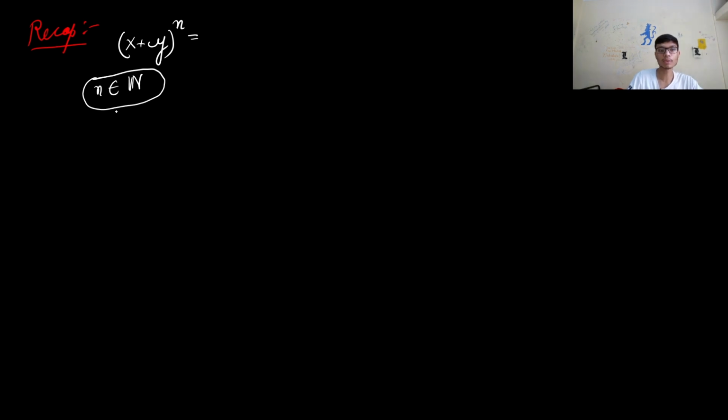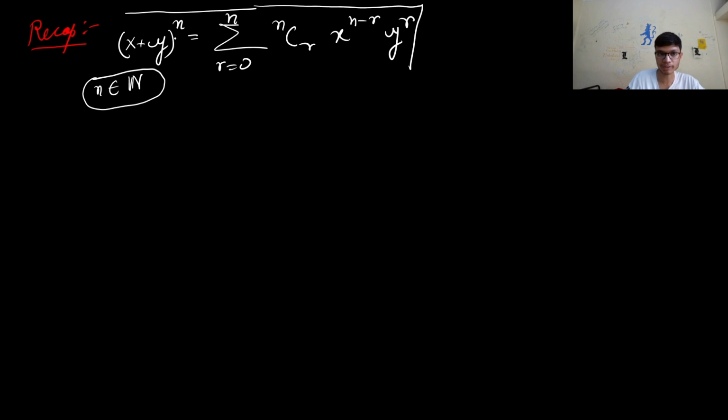So n is a natural number, and x plus y is a binomial expression raised to the power n, and this expression can be written in the form of summation r equal to 0 up to n, nCr x to the power n minus r and y to the power r. This is what we saw in the last class regarding the expansion of the binomial theorem. So the binomial theorem is a theorem which deals with the expansion of a binomial expression raised to any positive integer power. We know that this particular quantity is known as the general term.